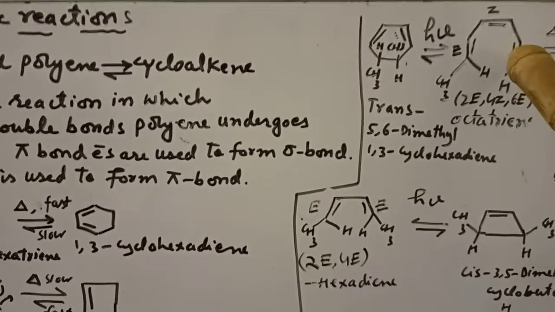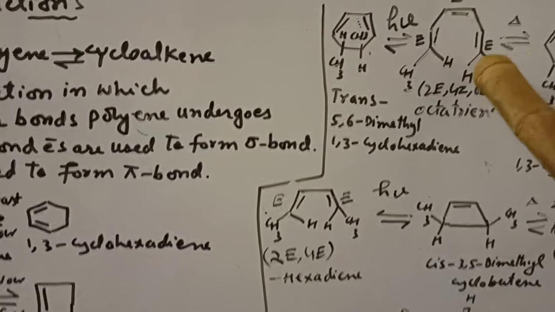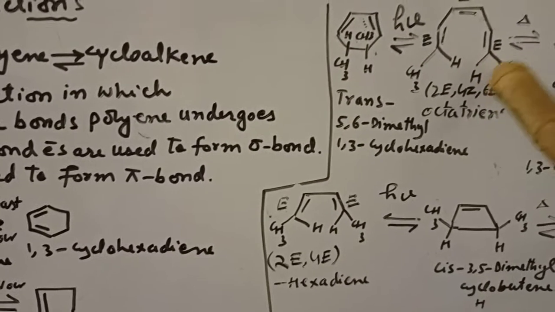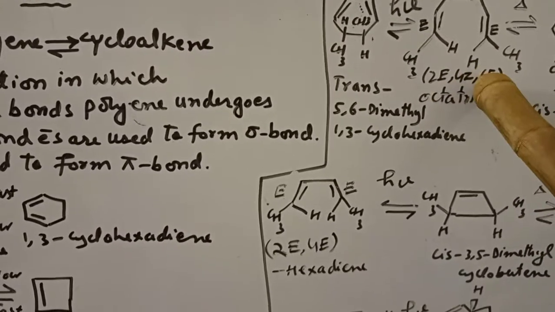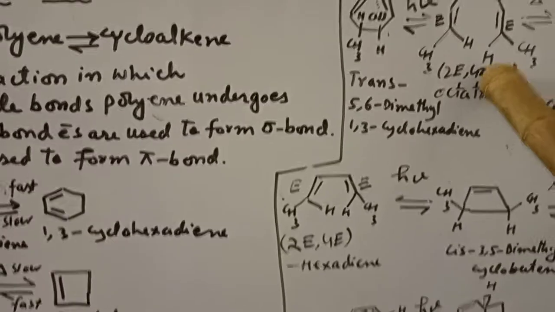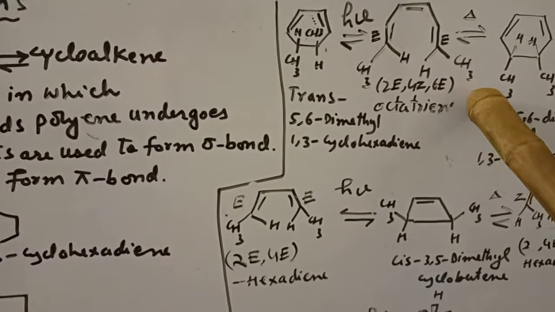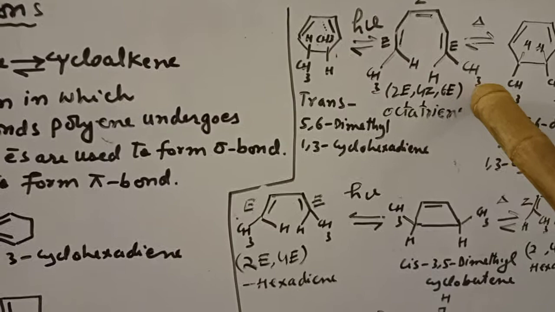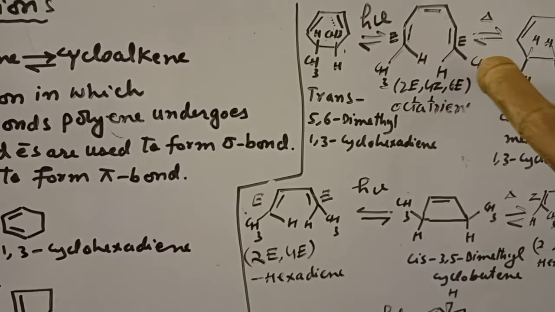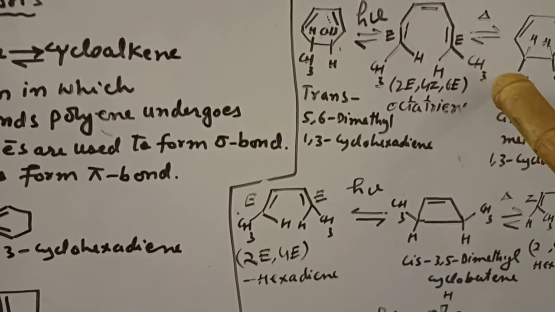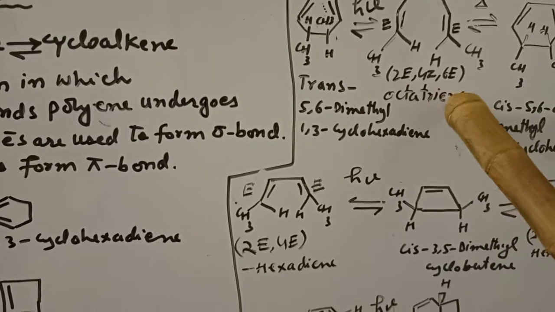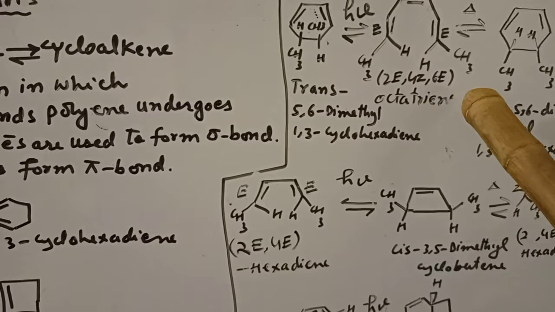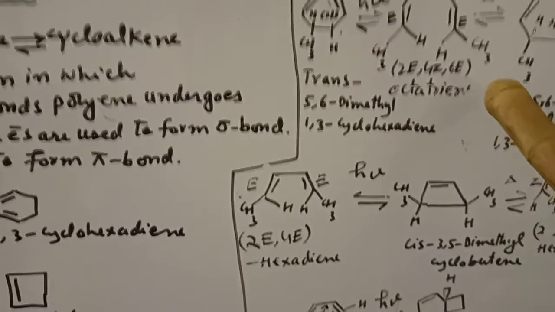Therefore, 4 is Z, Zusammen. And on the 6 carbon double bond, the alkyl groups are on the opposite side. Therefore, it is 6E, Entgegen. This is the octatriene: 2E, 4Z, 6E octatriene.